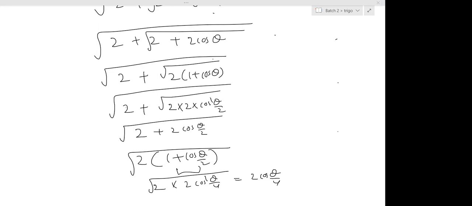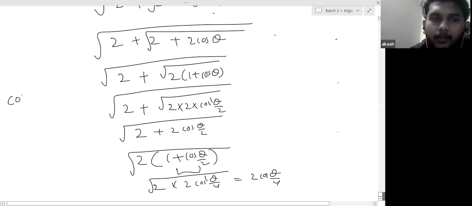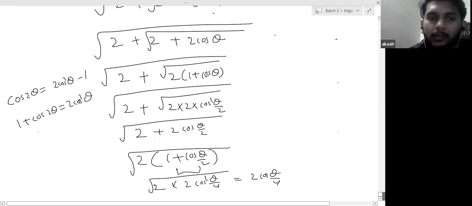Sir, how did you take cos square theta by 2? Okay. We know cos 2 theta is 2 cos square theta minus 1. So 1 plus cos theta, we can write 2 cos square theta by 2. And I told you, remember this as half angle. If this is 2 theta, then you will get theta. If this is theta, then theta by 2. If this is theta by 2, then theta by 4. You only half the angles. So in here we had cos theta, so I'll be getting theta by 2. Here theta by 2, so I'll be getting theta by 4.